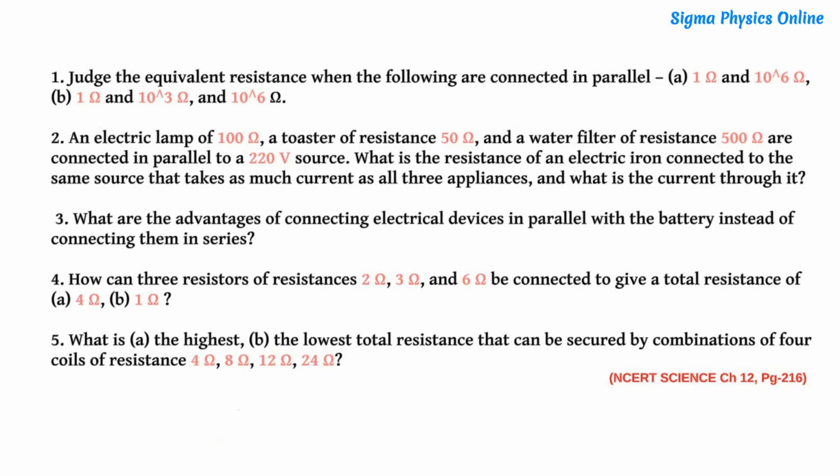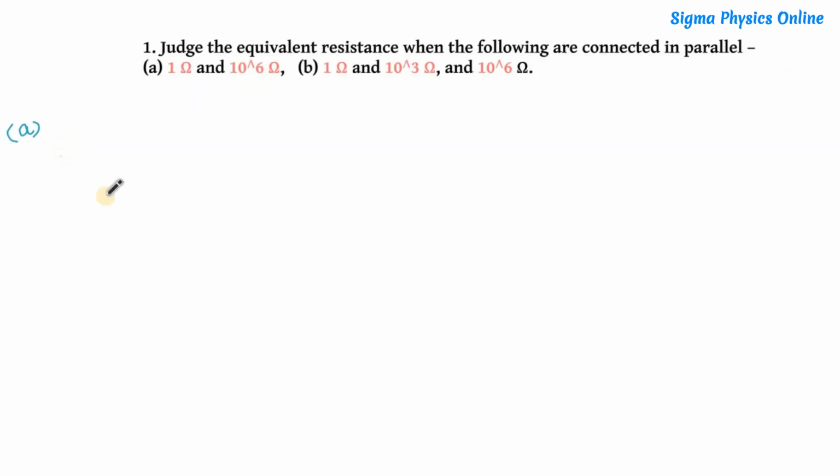So let's solve the first question first. In the first bit we have two resistors of 1 ohm and 10 to the power 6 ohm connected in parallel. So let's draw the circuit diagram first. Here we have two resistors. This is 1 ohm and this is 10 to the power 6 ohm. They are connected in parallel. We have to find out the equivalent resistance. So let's write down the formula first.